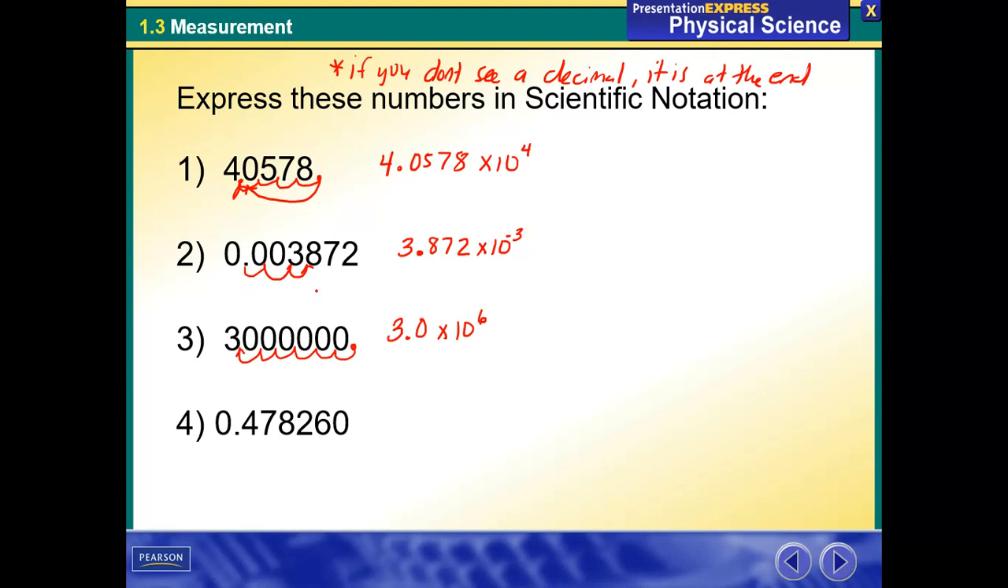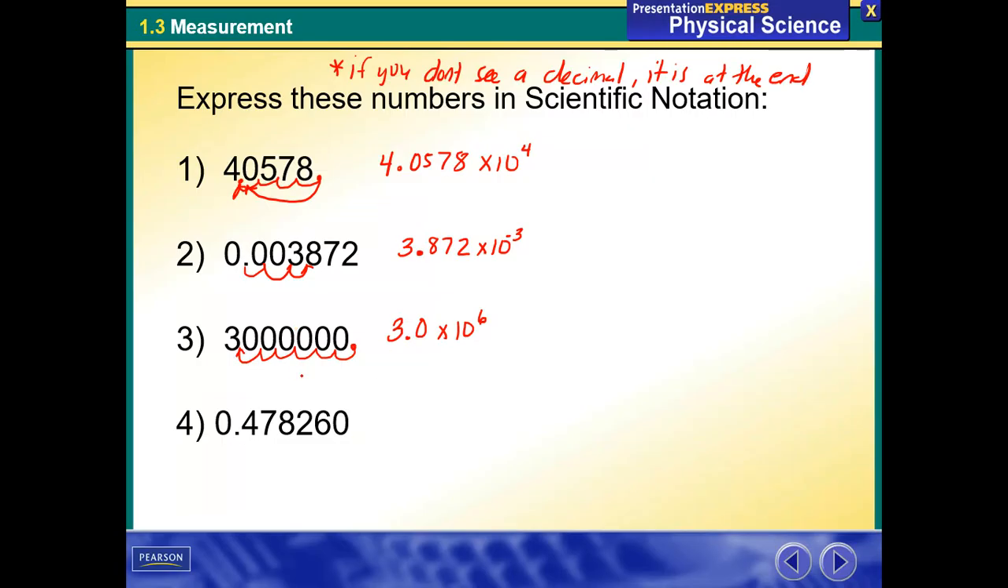Now you might ask, well, what happened to these zeros up here? These zeros up here are just placeholders, so you can actually get rid of them because they're in front. And these zeros at the end are also placeholders, so you can get rid of them as well. You cannot get rid of zeros that are in the middle though, so keep that in mind.